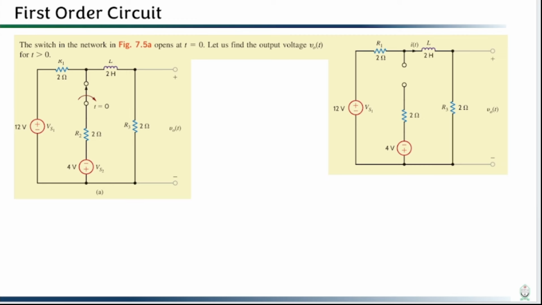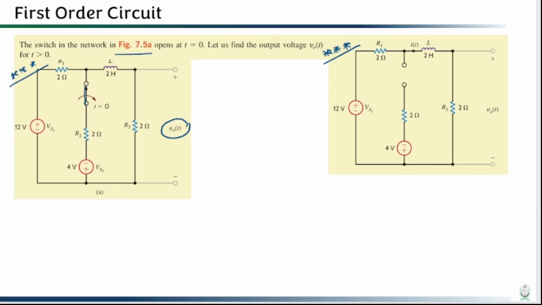We have another first order circuit problem at hand, so let us go through the problem statement and then look at how we can solve it. It says that the switch in the network given in this figure opens at t equals 0, and we have to find the output voltage for t greater than 0. Like the previous case, this circuit has two states. In one state, the switch is shorted before t equals 0. At t equals 0, the switch will be open, so we will have this circuit. Our area of interest is this circuit, and we have to solve the problem for it.